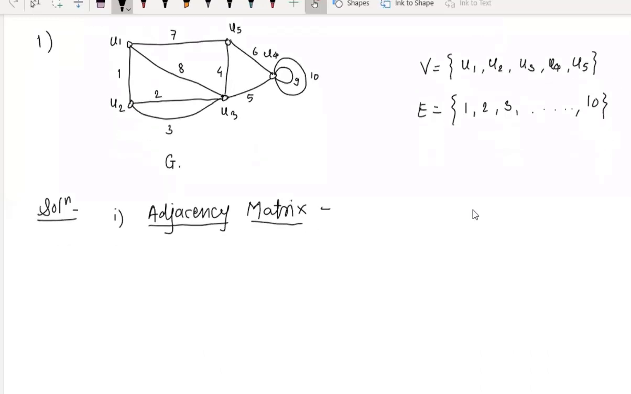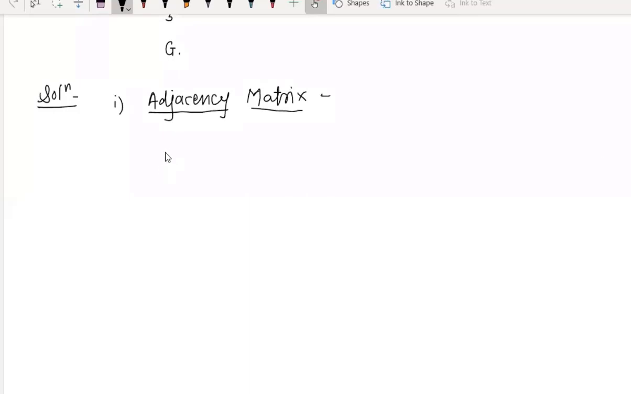So adjacency matrix is between vertex to vertex. So there are total 5 vertices. So this is your vertex U1, first row, second row, third row, fourth row, and then fifth row. So it is a 5 by 5 matrix because there are 5 vertices. Adjacency matrix of the graph G. And column wise also, first column U1, second column U2, third column U3, fourth column U4, and the fifth column is U5.